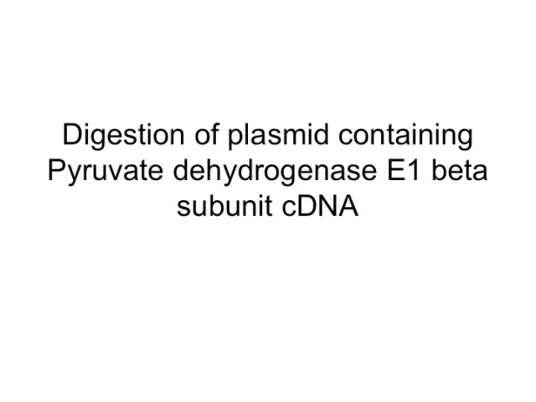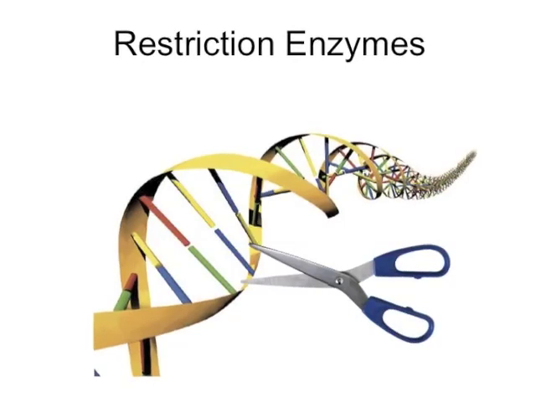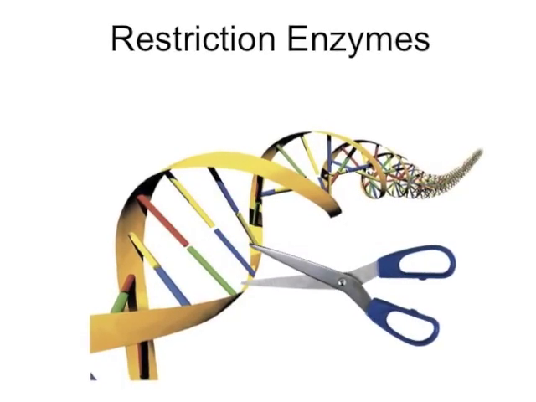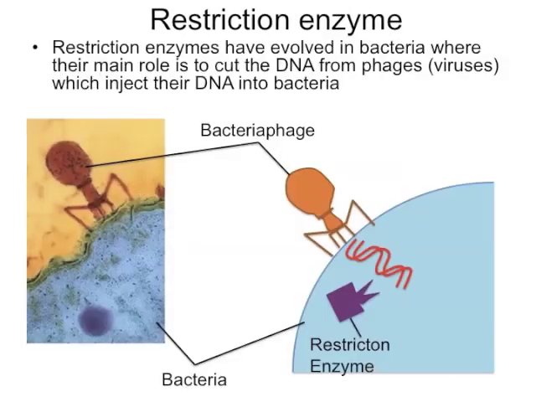In this experiment, you will be digesting 2 clones of pyruvate dehydrogenase. You'll be using restriction enzymes, which are enzymes that specifically cut DNA. Restriction enzymes recognize a specific sequence on the DNA and then cut it.